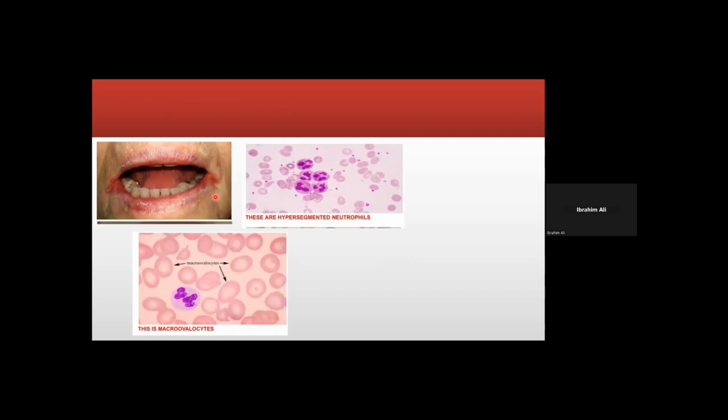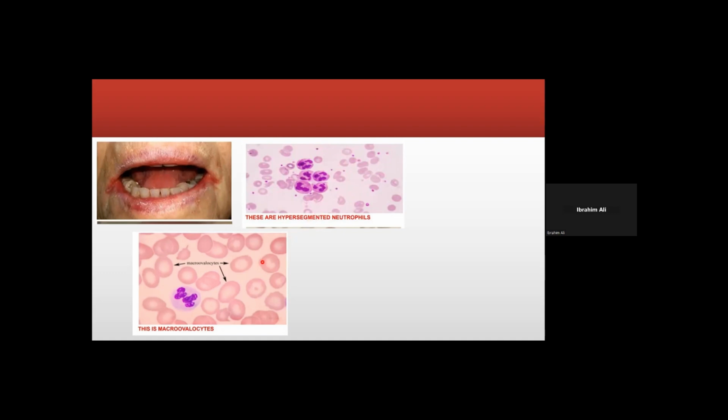And the next one is hypersegmented neutrophils. Try counting the lobes of these neutrophils. So it is 1, 2, 3, 4, 5, 6, 7. You see, it is more than 5. Normally, as I told you earlier, neutrophils have 3 to 5 lobes. If it's more than 5, it is hypersegmented neutrophils, which is a common feature of megaloblastic anemia, that is, if you have B12 deficiency and folate deficiency.